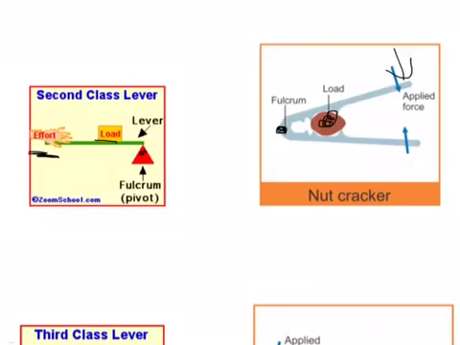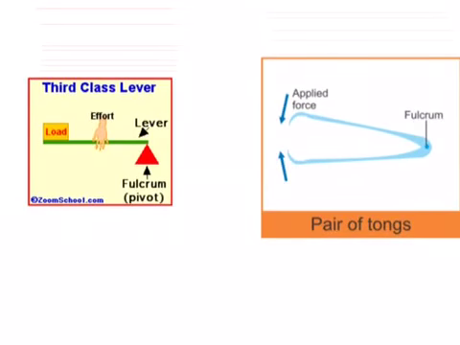Now a third and final class of lever, again, has effort and load on the same side, but now they're backwards. So again, you have the fulcrum, or pivot point, on one side, but this time you have effort in the center, and on the outside you have the load. An example of this is tweezers or a pair of tongs. You have the fulcrum or the pivot point on the outside. You would squeeze in the center, and on the very edge is where you pick up whatever you're trying to pick up.